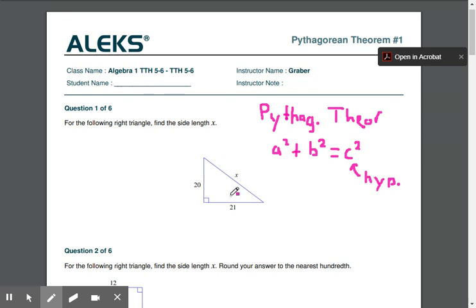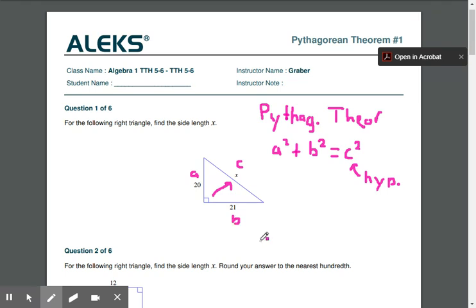So looking at this triangle here, the hypotenuse is always the side across from the right angle, the longest side of the triangle. So if you look for this right angle symbol and then look across the triangle, in this case here, your hypotenuse is x, and then it doesn't matter which side is your A and B.